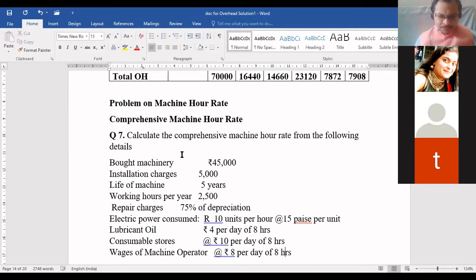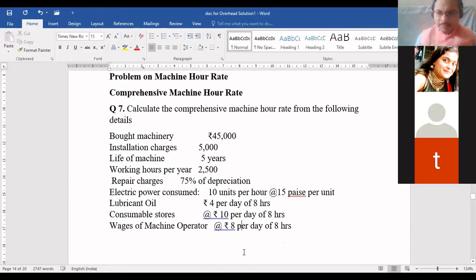Working hours per year 2,500. Repair charges 75% of depreciation. Electric power consumed 10 units per hour at the rate of 15 paise per unit. Lubricant oil rupees 4 per day of 8 hours. Consumable stores at the rate of rupees 10 per day of 8 hours. Wages of machine operator rupees 8 per day of 8 hours. This is the question completed here.